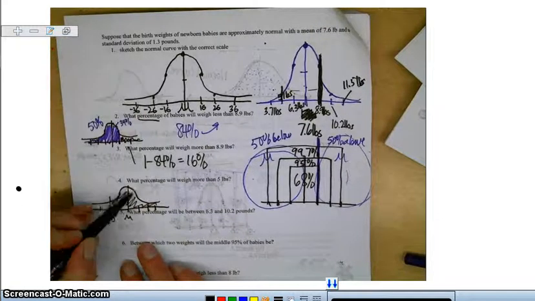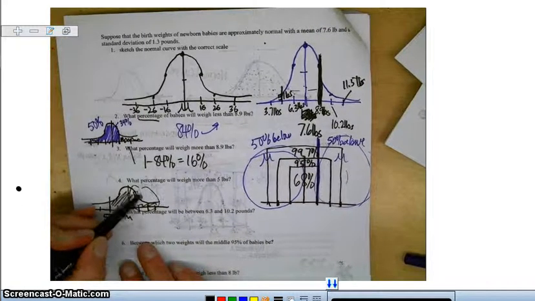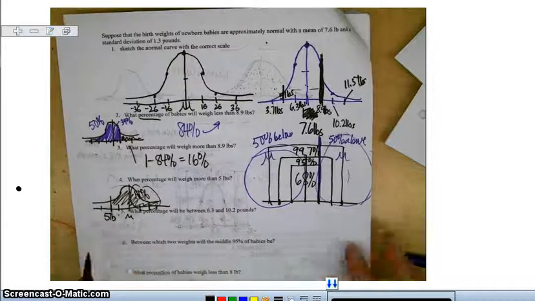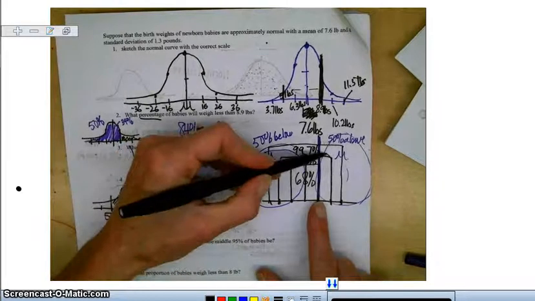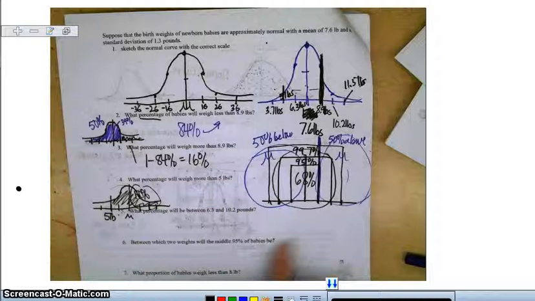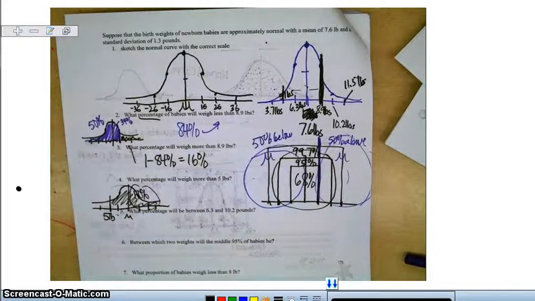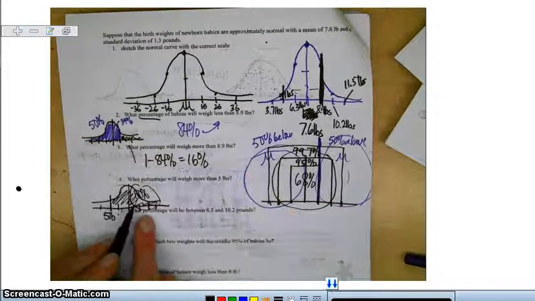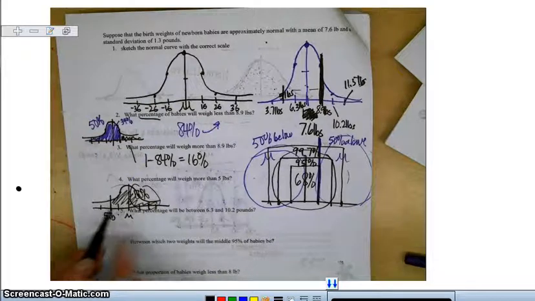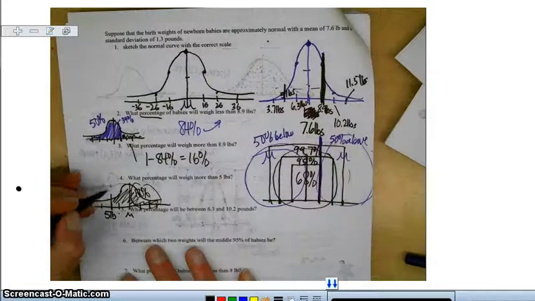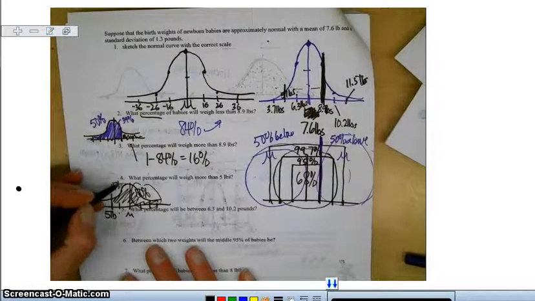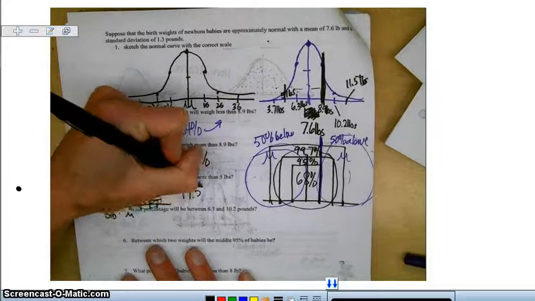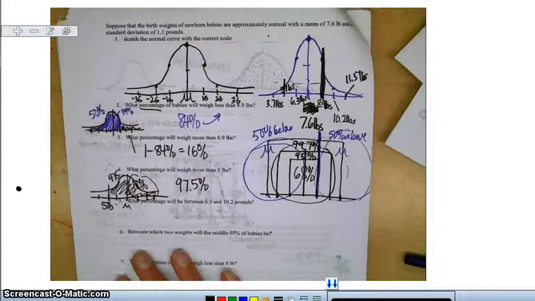Now I know that up here this is automatically 50%, and then down here what do I have? Well, within 2 standard deviations above and below is 95%. So half of that is what I have to add to 50. Half of 95 is 47.5. So 50 plus 47.5 means 97.5% of babies will weigh more than 5 pounds.